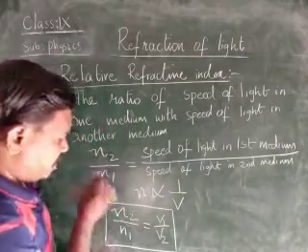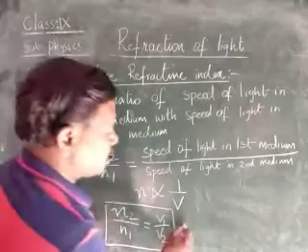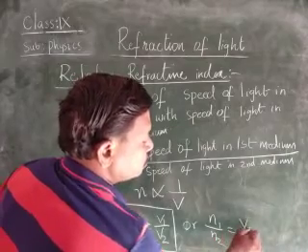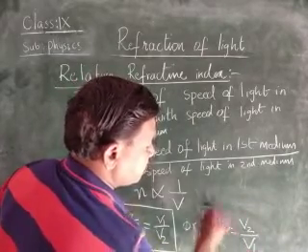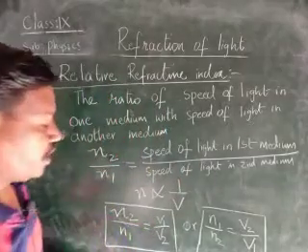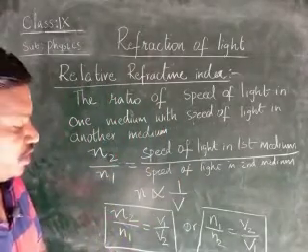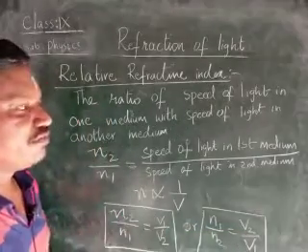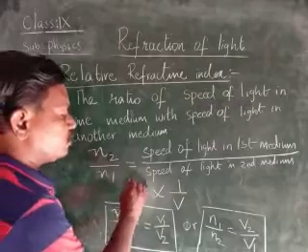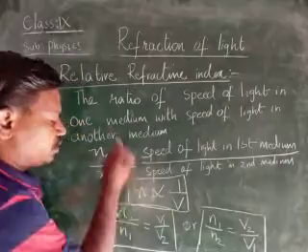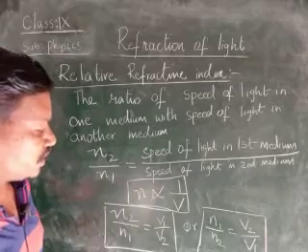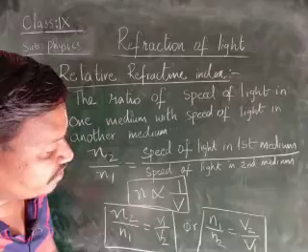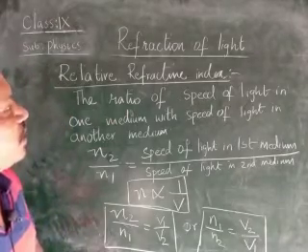Whenever we write n1 by n2, it means v2 by v1. That is, n1 by n2 is equal to v2 by v1. Whenever we write n1, we should write v2. When we write n2, we should write v1. Why? Because they are inversely proportional, not directly proportional. Children, you should make a note of this. Therefore, n2 by n1 is equal to v1 by v2, and n1 by n2 is equal to v2 by v1.